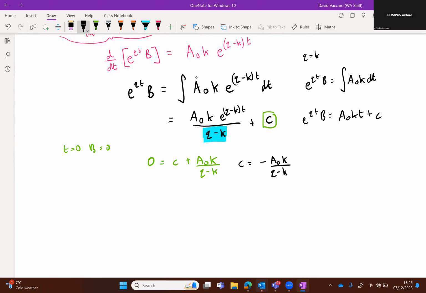Okay, and now if I divide by e to the qt, I get the following, that b is a naught k over q minus k, e to the minus kt minus e to the minus qt.